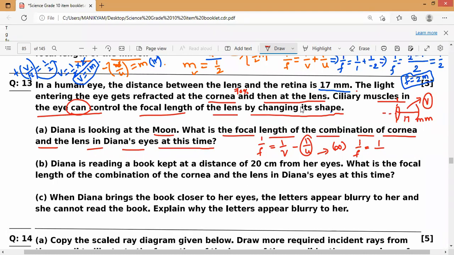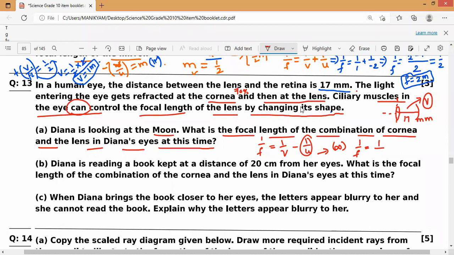What is the specialty of the human eye? Wherever the object is, is it possible to change the image distance in the human eye? Answer my question. I am seeing a near object, a far object, a very far object. Is it possible to change the distance between my retina and my lens? No, sir.